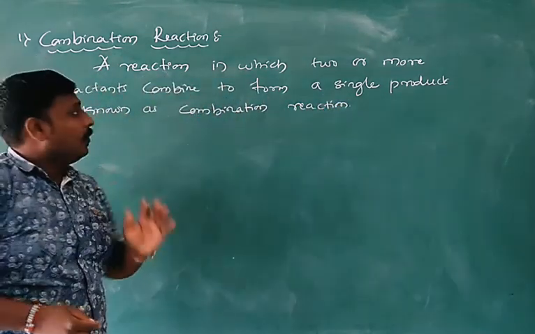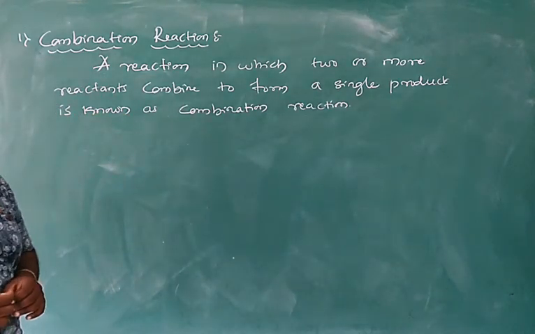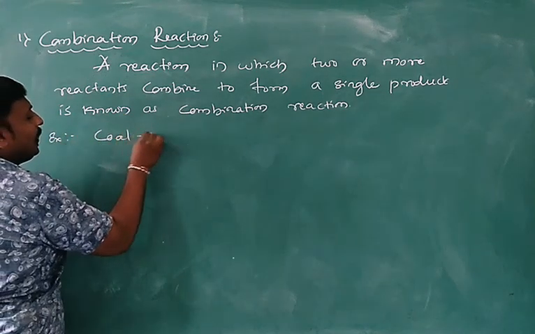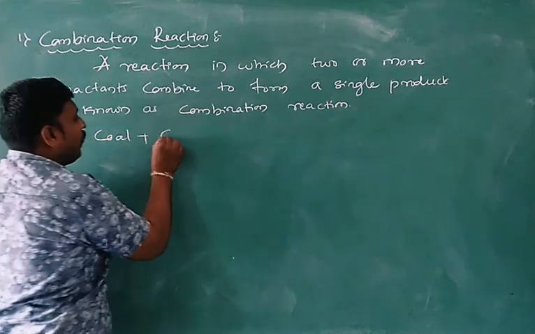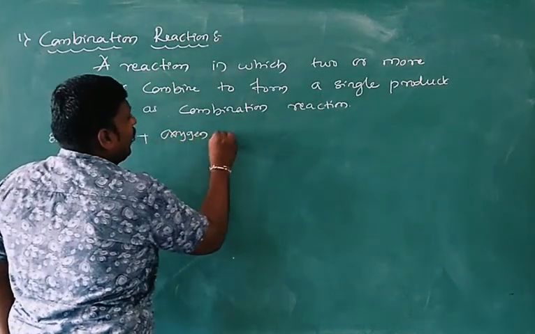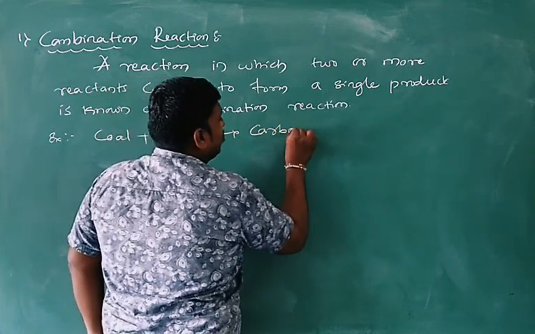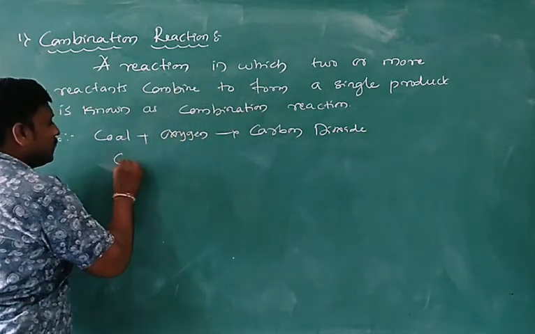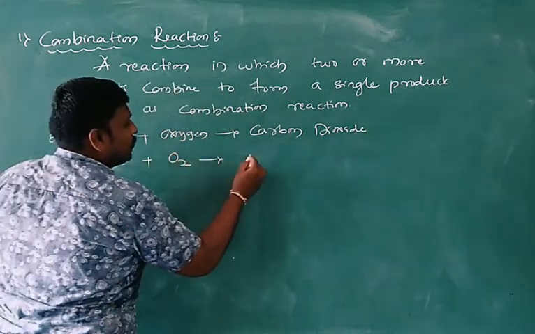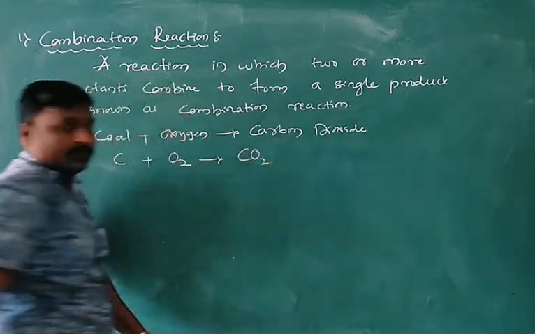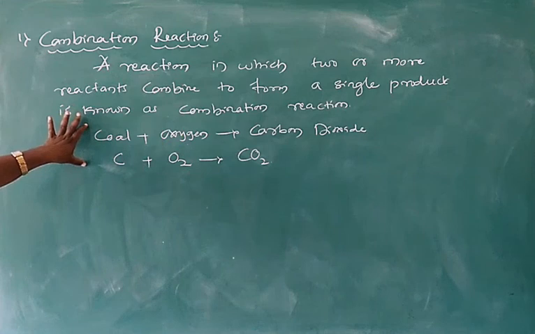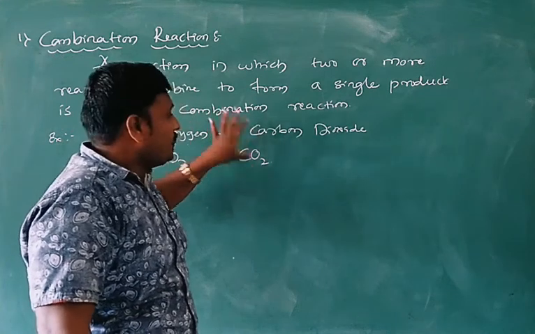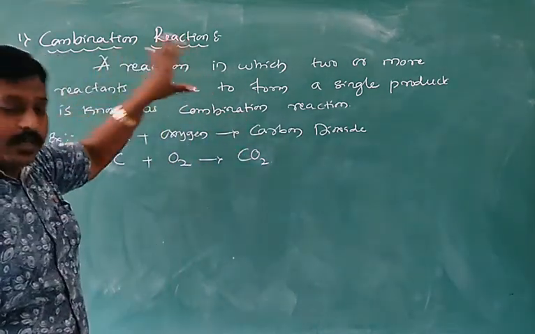At that time we were discussing more than 3 examples. The first example: when coal is burned with the help of oxygen, carbon dioxide is formed, C plus O2 gives CO2. Observe here, two reactants are combined to form a single product, which is known as a chemical combination reaction.